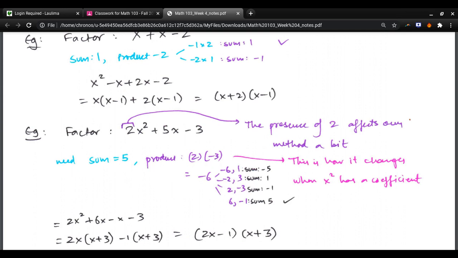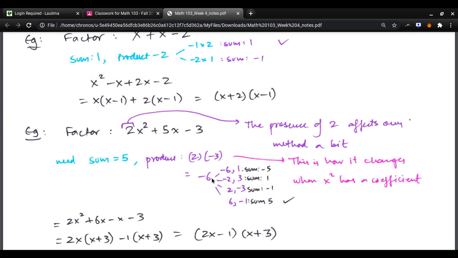Let's factor 2x squared plus 5x minus 3. The presence of 2 here affects our method a little bit, but not too much. The sum is still the middle term, which is 5, and the product is 2 times negative 3. Now, this is how it changes: the product is not just negative 3, but it also gets multiplied by the number in front.